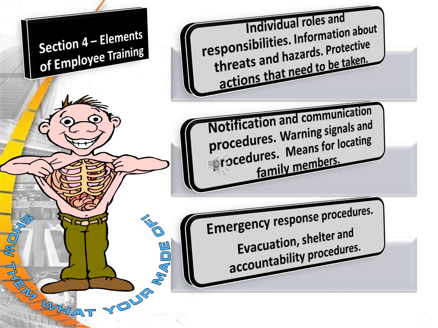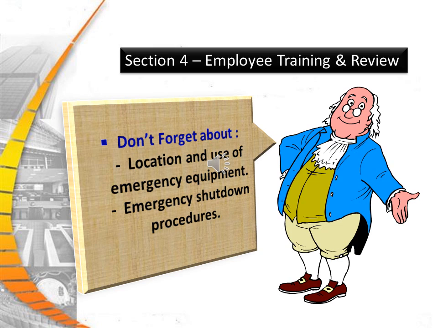Individual roles and responsibilities. Information about threats and hazards. Protective actions that need to be taken. Notification and communication procedures. Warning signals and procedures. Means for locating family members. Emergency response procedures. Evacuation, shelter, and accountability procedures. Don't forget about the location and use of emergency equipment and emergency shutdown procedures for your employees.